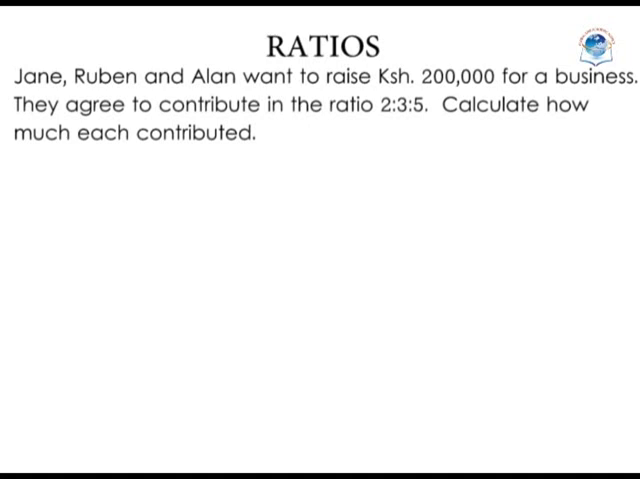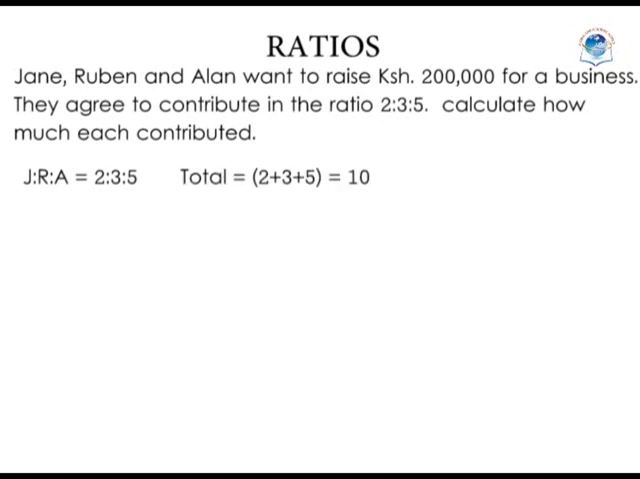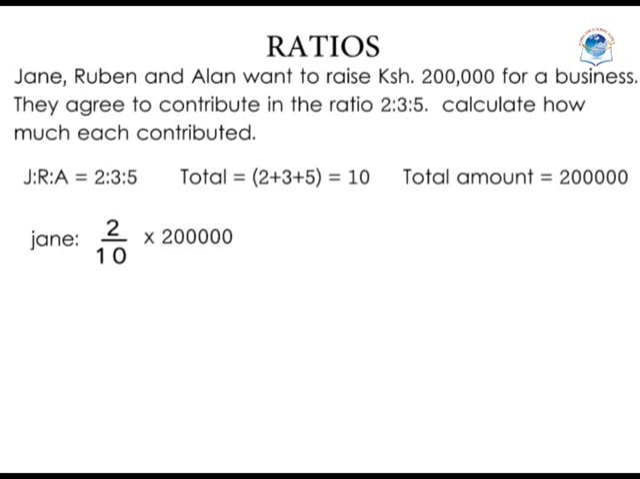And so the ratio of contribution, Jen to Ruben to Alan, is equal to 2 to 3 to 5. The total is 2 plus 3 plus 5, which gives us 10. The total amount to be contributed is $200,000. Jen's contribution will be 2 over 10 times 200,000. That will be equal to 40,000.